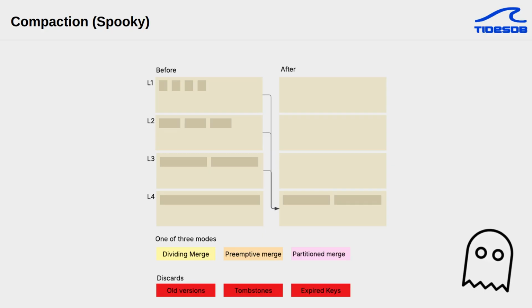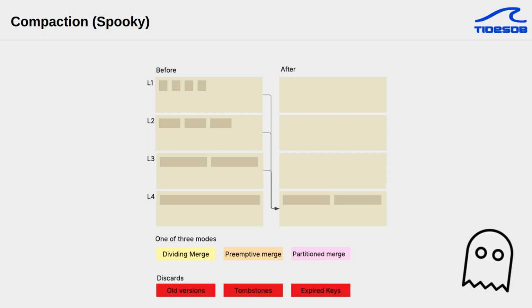Now we implement this academic paper called Spooky, and essentially what we have in TidesDB is these 3 merge modes, which are auto-selected at the time when the trigger is hit, right? There are 3 different merge modes in TidesDB. The first is the dividing merge, which sweeps level 1 through the dividing level down into the next level, partitioning output by the key range.